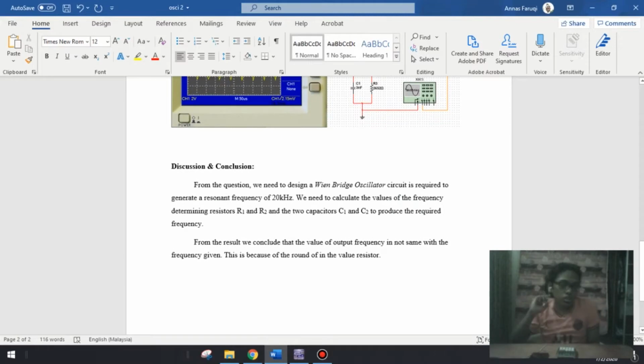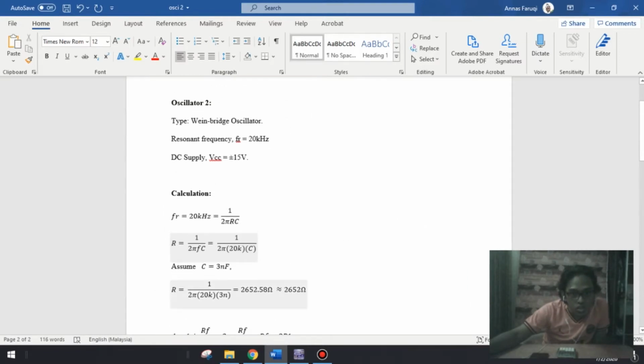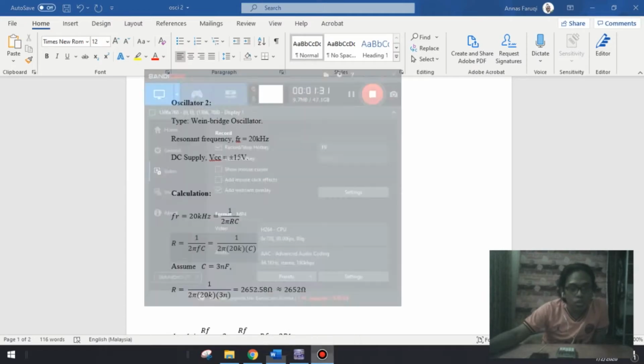For this discussion, from the question, we need to design a Wien bridge oscillator circuit. It is required to generate a resonant frequency of 20 kHz. We need to calculate the values of the frequency determining resistors R1, R2 and the capacitors C1, C2 to produce the required frequency. From the result, we conclude that the value of the output frequency is not the same as the frequency given. This is because of the round-off value of the resistor, which is here. That's all for me. Thank you.